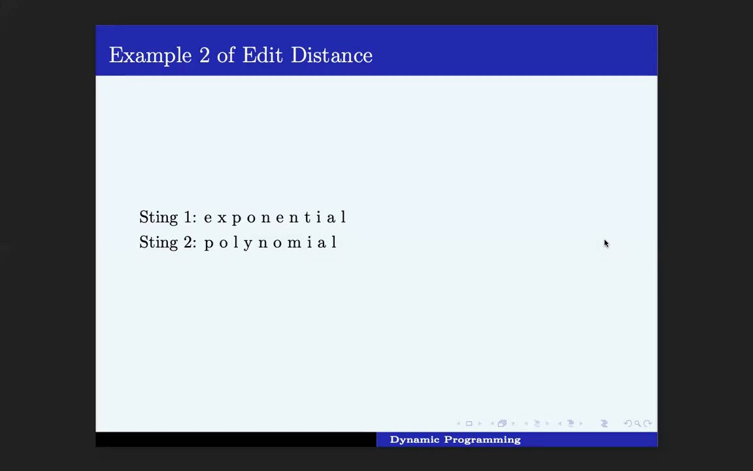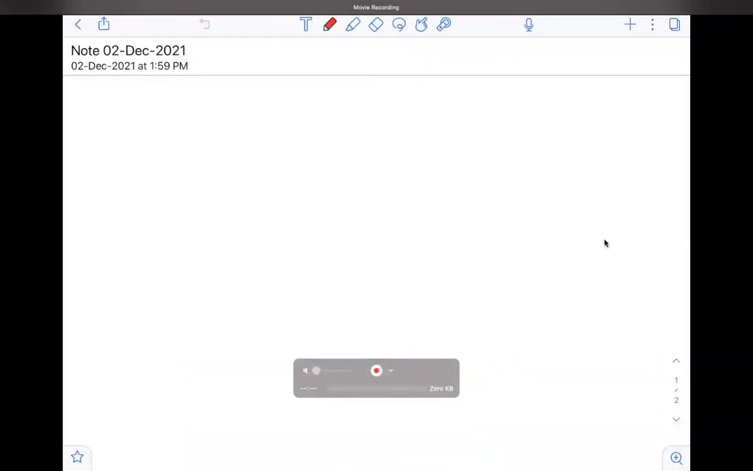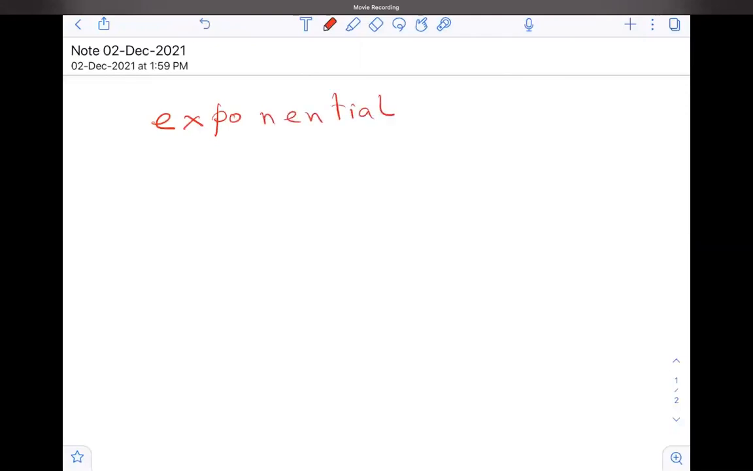Sir, can you please clarify what this edit distance is again? Okay, so say here, you are allowed... So I have this exponential and polynomial, right? My job is to change this to this. So what all things can I do? Let me do this one.